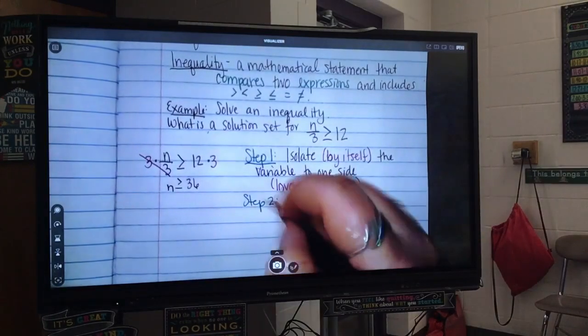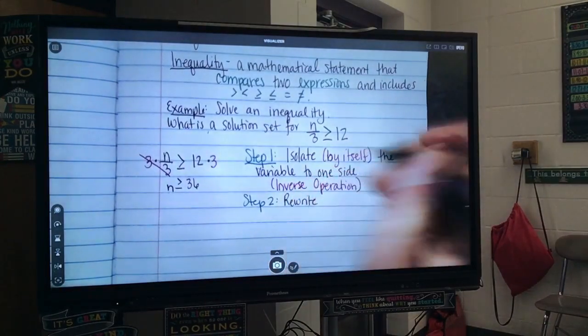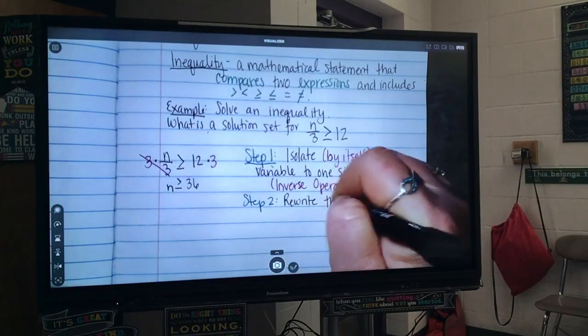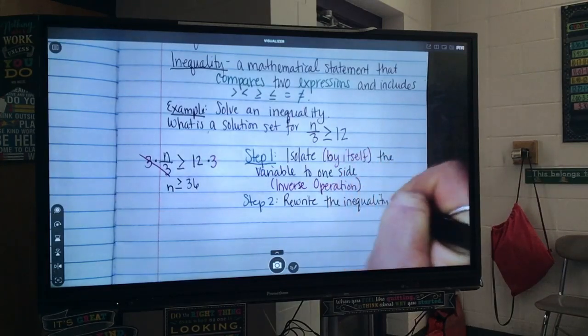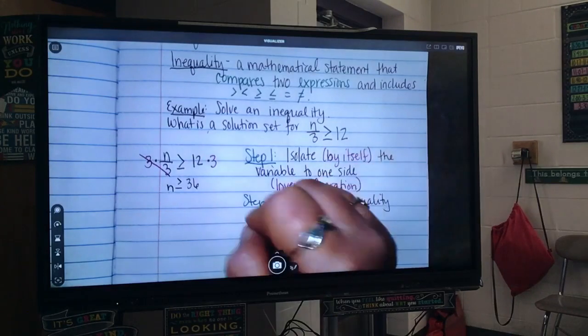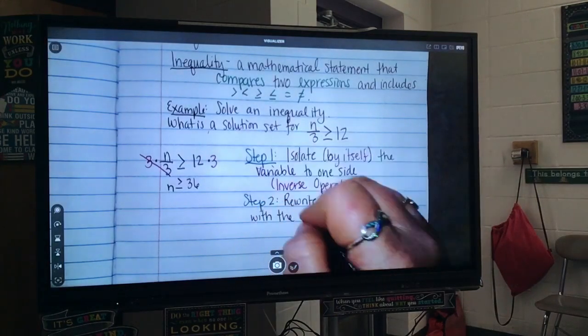Alright, step 2. Rewrite the inequality with the answer.